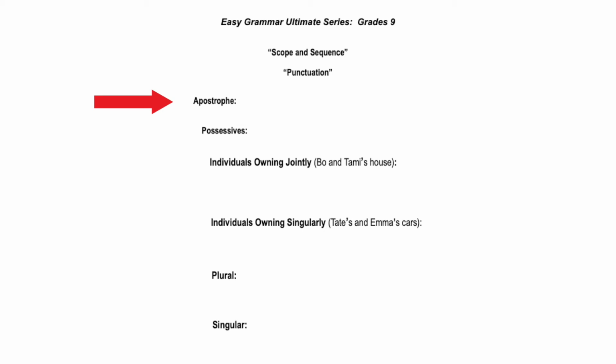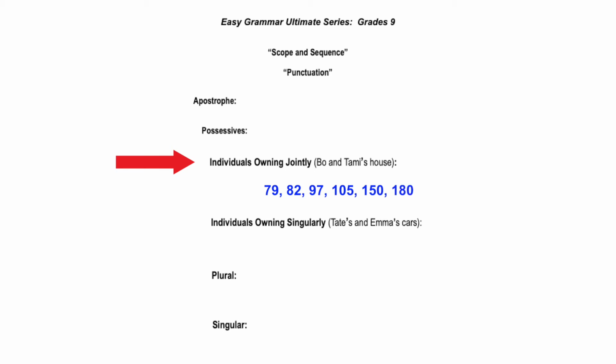Let's look closely at apostrophes, and within that, possessives. Look at the first entry. We have individuals owning jointly. I've given an example: Bo and Tammy's house. We just encountered this rule in day 79. Students will also encounter individuals owning jointly on days 82, 97, 105, 150, and 180. Individuals owning singularly: Tate's and Emma's cars, 83, 107, 118, 140, 159. This is when 2 people or other things own separate items. Tate owns a car, Emma owns a car. Tate's and Emma's cars.